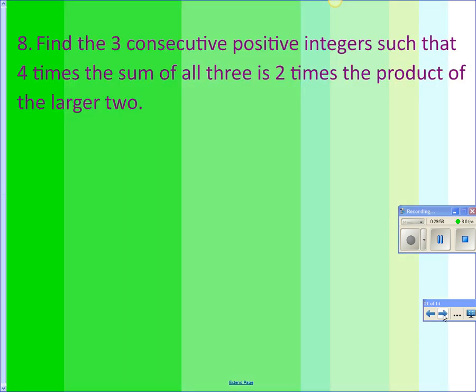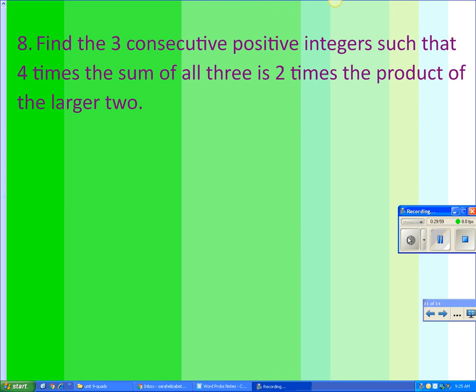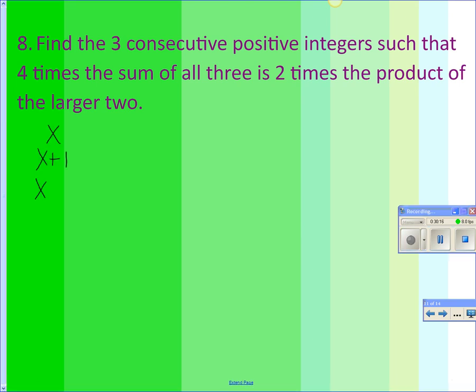this next one. Number 8, find 3 consecutive positive integers such that 4 times the sum of all 3 is 2 times the product of the larger 2. Those of you doing number 8 with me, help me start this one. What would I write first? Okay. Keep helping me with this one.